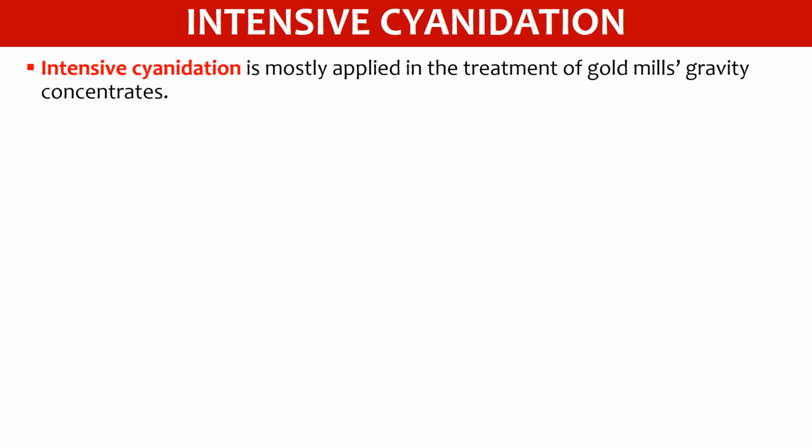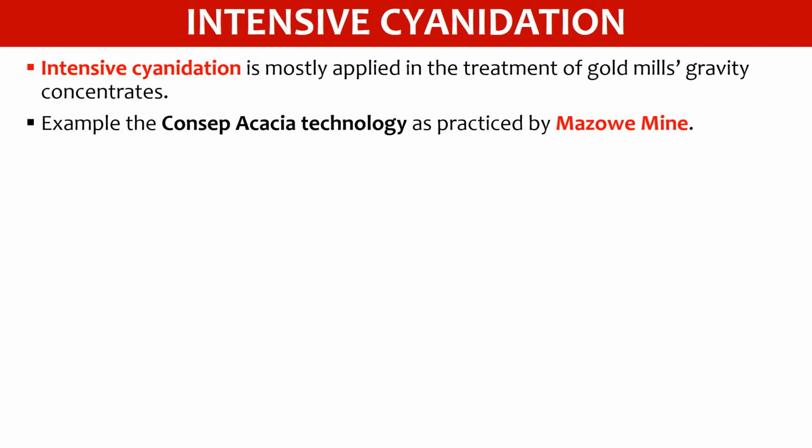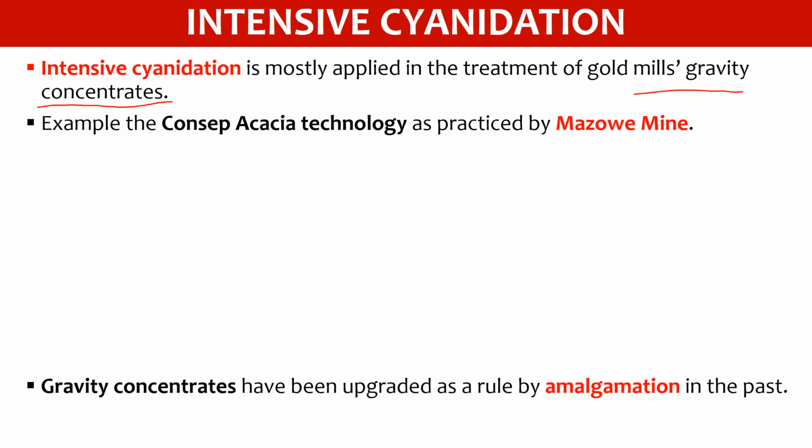Okay, so you can also have what is intensive cyanidation. Intensive cyanidation is mostly applied in the treatment of gold mills' gravity concentrates. One of these examples is the Acacia technology that is practiced at Mazoe mine.